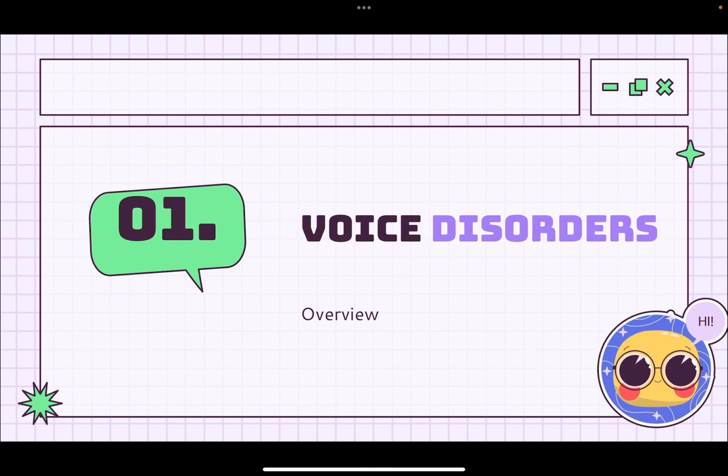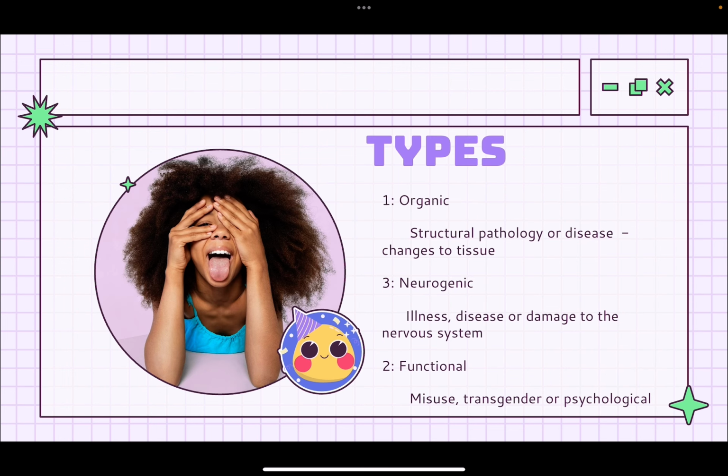So we're going to talk about the voice disorders and the different types. There's organic, neurogenic, and functional. Just keep in mind that there are multiple different voice disorders that a client could be facing, from a range of structural all the way to psychological. And please be very cautious here that when you're looking at functional, you're not mixing up transgender and psychological. Those are two vastly different things that are going on. We don't ever want to misrepresent a transgender voice as being a psychological disorder. So just be very cautious of that.